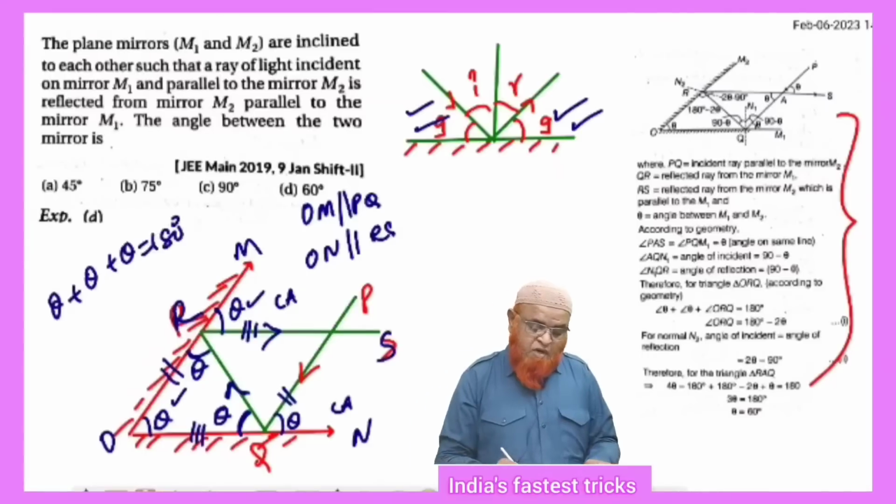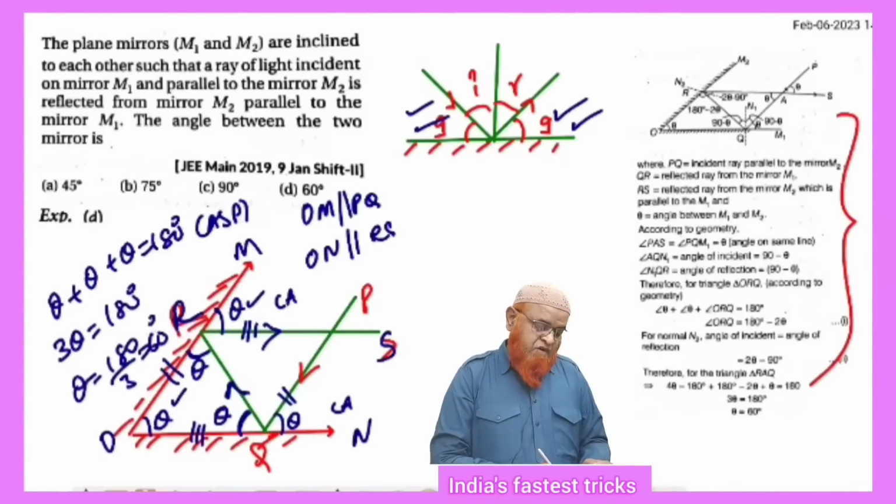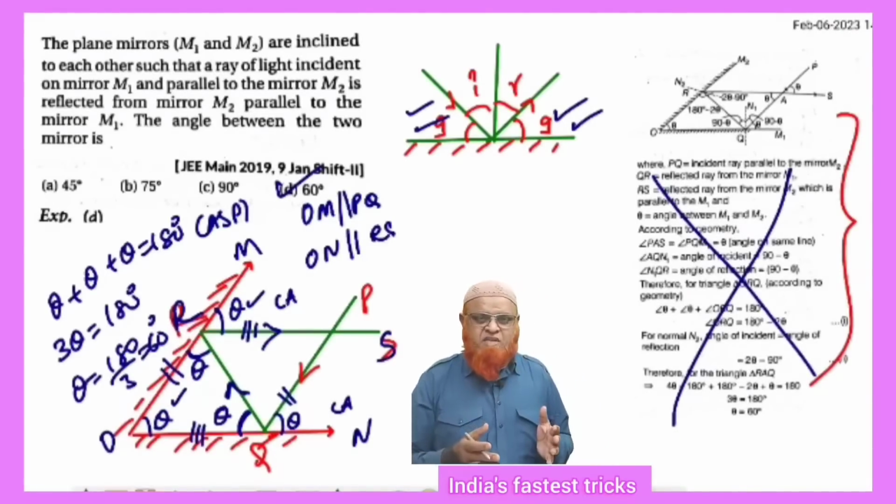Then now you are getting theta plus theta plus theta is equal to 180 degrees. This is called the angle sum property. Therefore 3 theta is equal to 180 degrees, theta is equal to 180 by 3, which is equal to 60 degrees. That is going to be your answer. Such a simple method is used here.